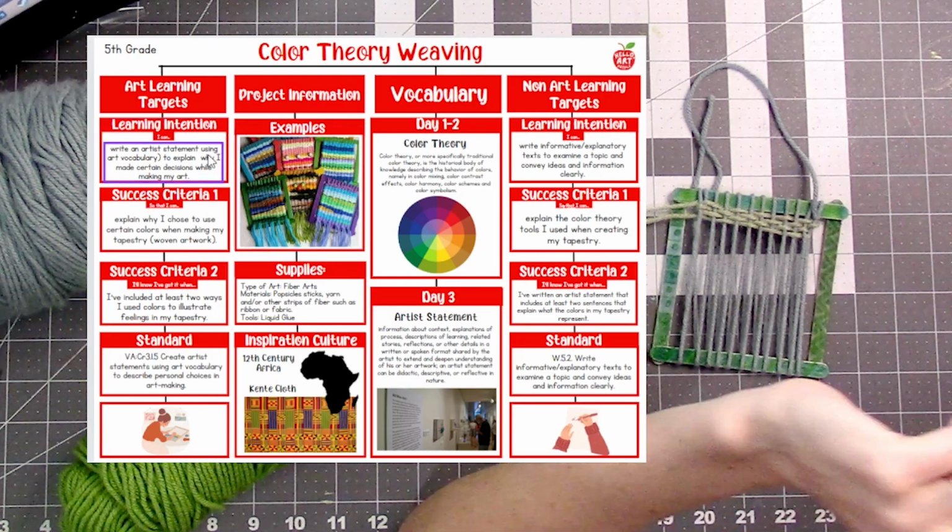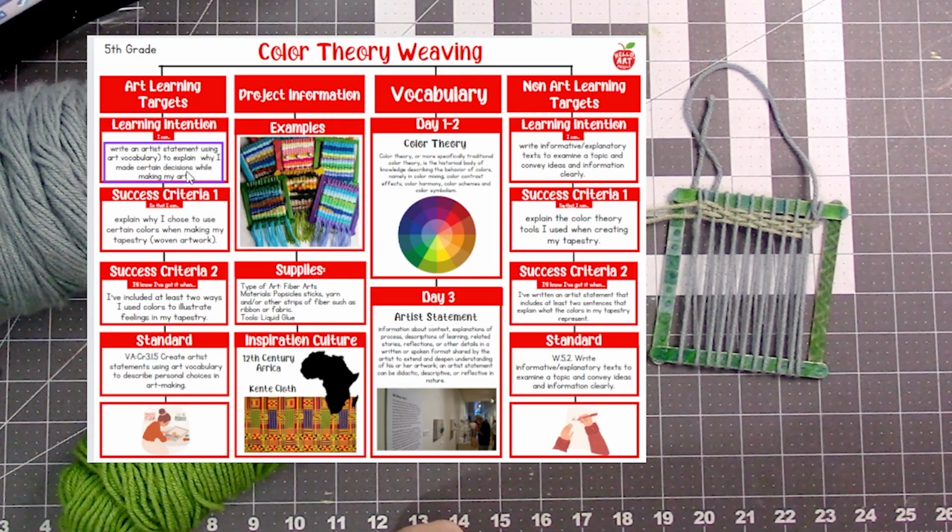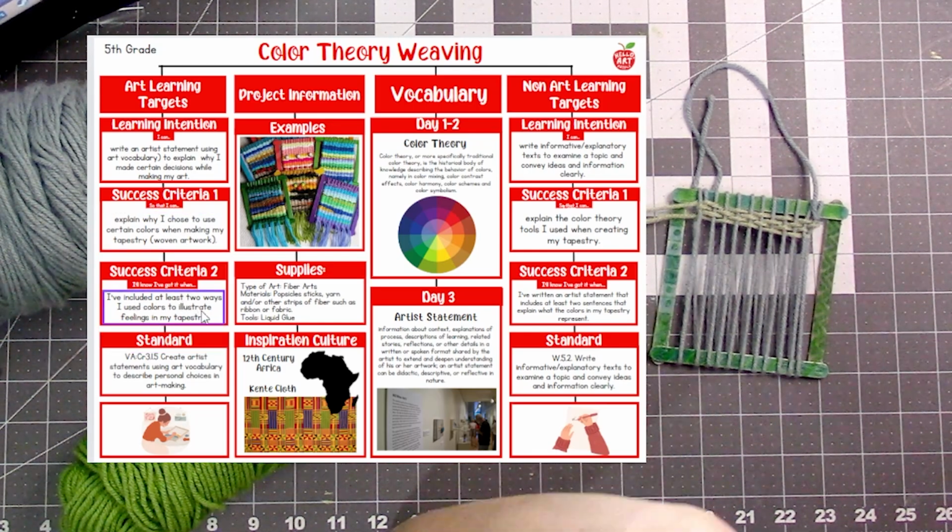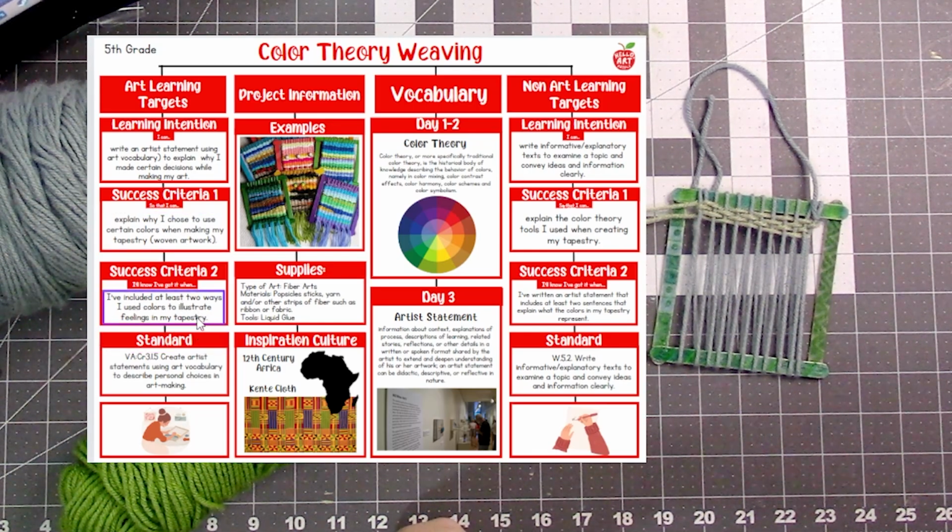I can write an artist statement using art vocabulary to explain why I made certain decisions while making my art, so that I can explain why I chose certain colors when making my tapestry, which is woven artwork. I'll know I've got it when I've included at least 2 ways I use colors to illustrate my feelings in my tapestry.